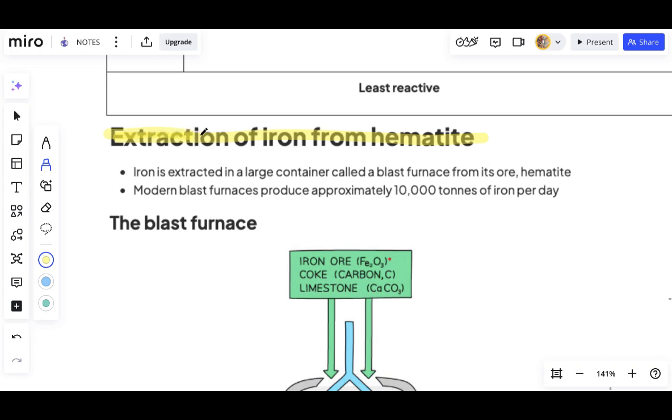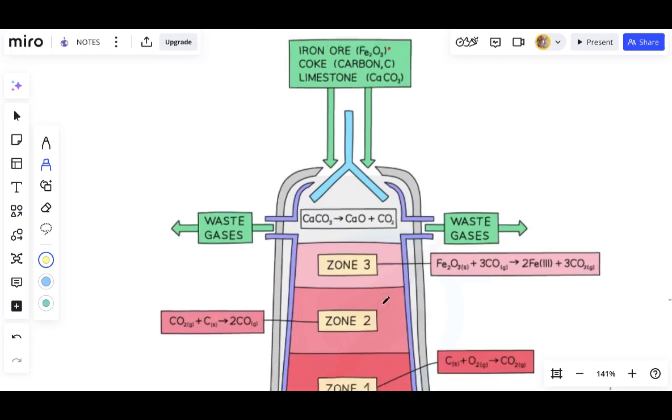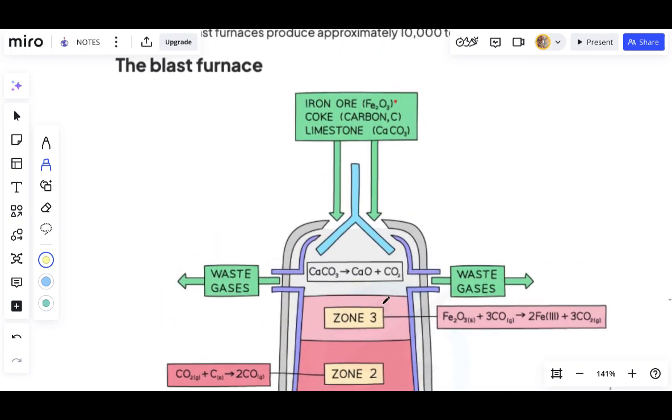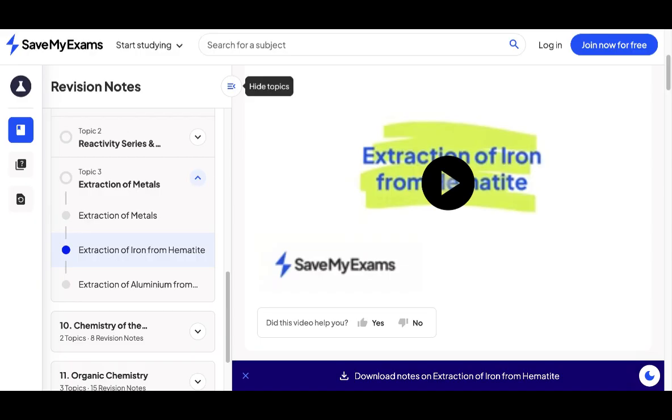The first one is the iron ore called hematite, iron(III) oxide. The second one is the coke, which is actually the carbon. Then the third one is limestone. We need these 3 things to be fed into our blast furnace. But before we do this, let's quickly take a look at our tutorial.